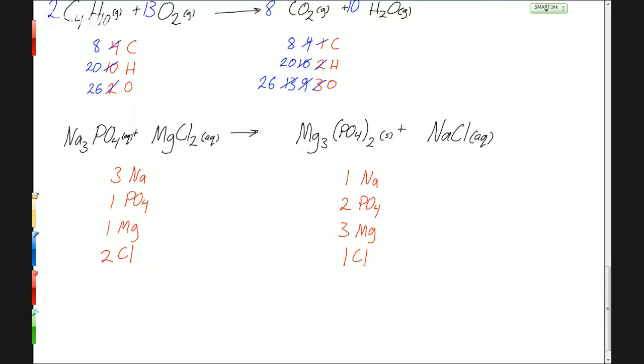So did anybody come up with the numbers for this one? What'd you get? If you just read across from left to right here. 2 and 3, then nothing, and nothing, and then 6. What do you think? Is that what you got? All right, let's check it. Now we've got 6 Na, 2 PO4, 3 Mg, and 6 Cl. And on this side, we've got 6 sodium, 2 of those, 3 of these, and 6 Cl.